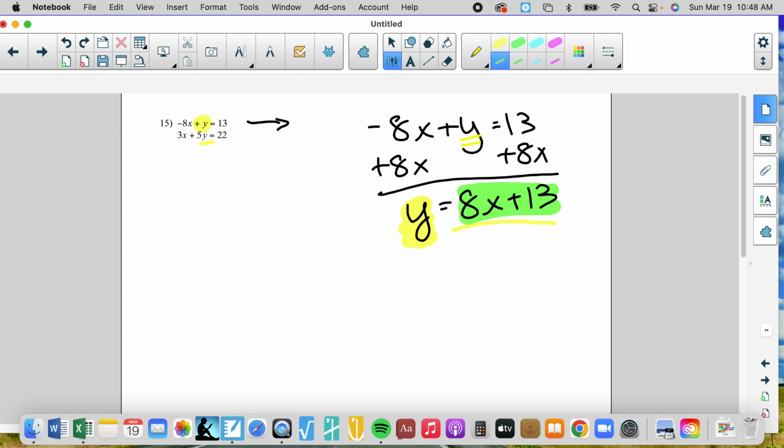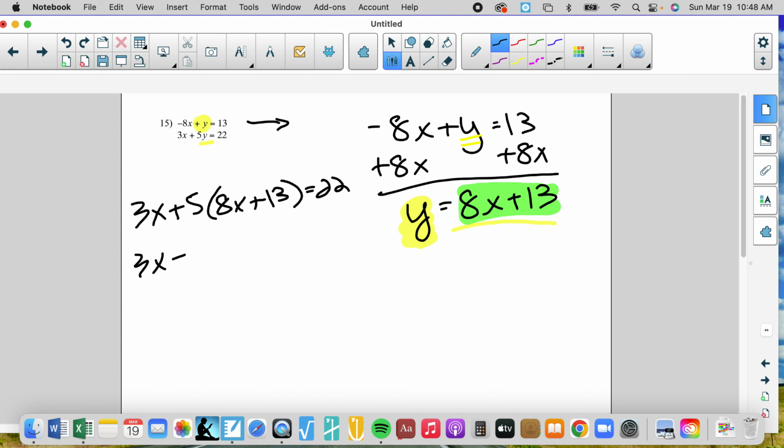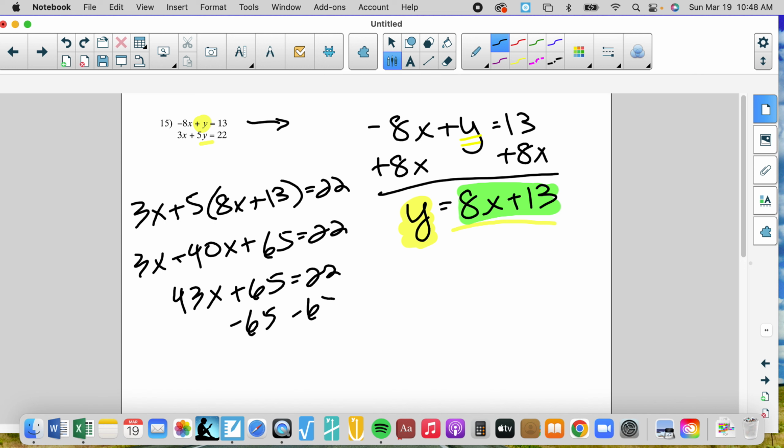So this part is going to go in for the y, and it says 5 times that y value. So I have to distribute into it. That gives me 3x plus 5 times the quantity 8x plus 13 equals 22. 3x plus 40x plus, what's that, 65 equals 22. 43x plus 65 equals 22, minus 65.